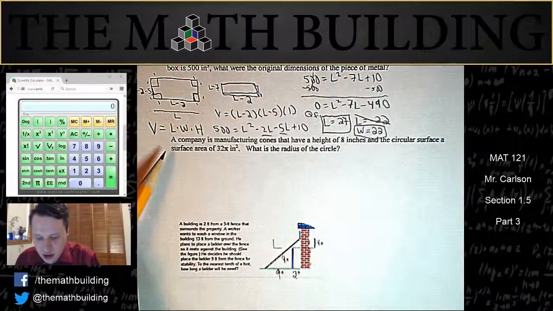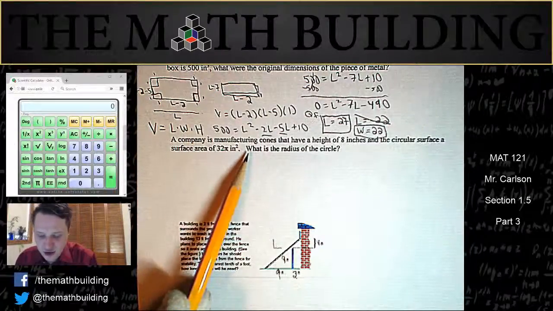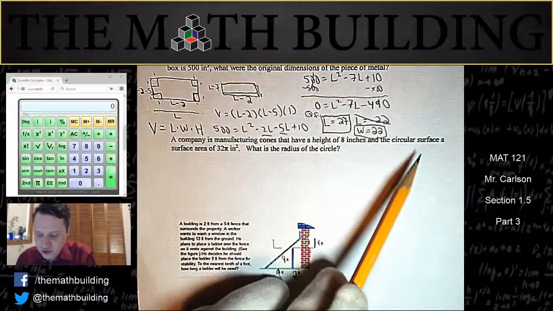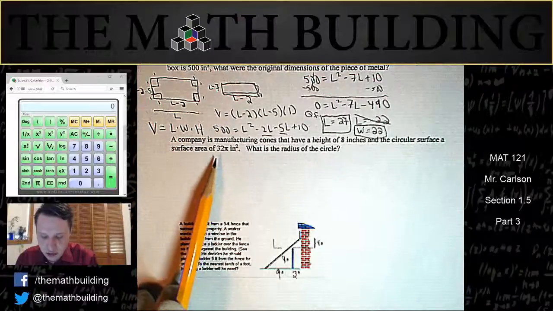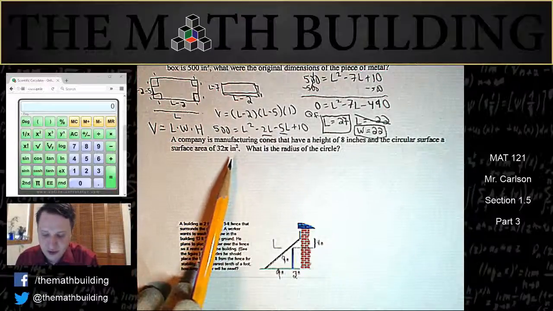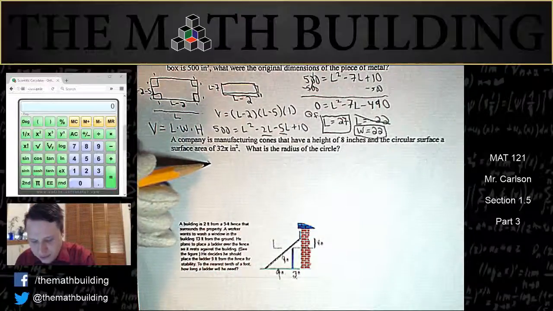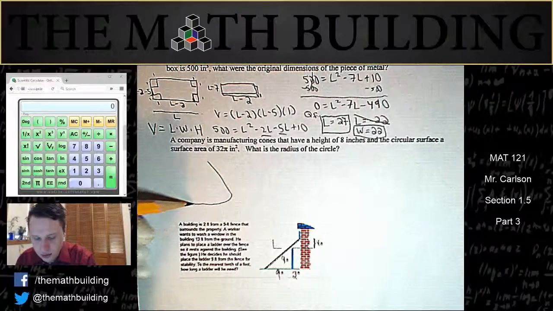This question says, a company is manufacturing cones that have a height of 8 inches and the circular surface area is 32 pi inches squared. What is the radius of the circle? So as usual, let's draw a picture. Here's our cone.